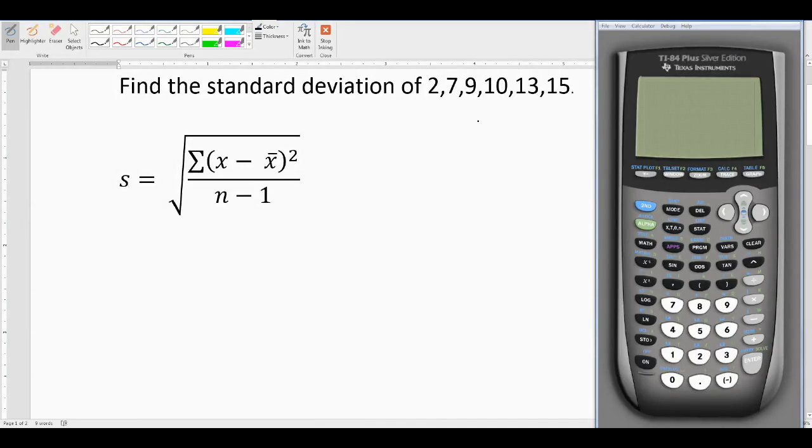Let's find the standard deviation of these numbers. We're going to do this by hand. You notice this formula. The formula basically states that what you want to do first is find the mean.